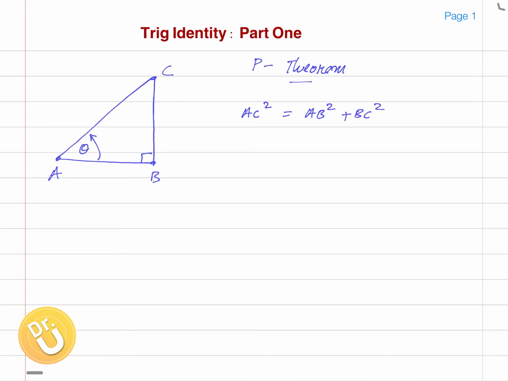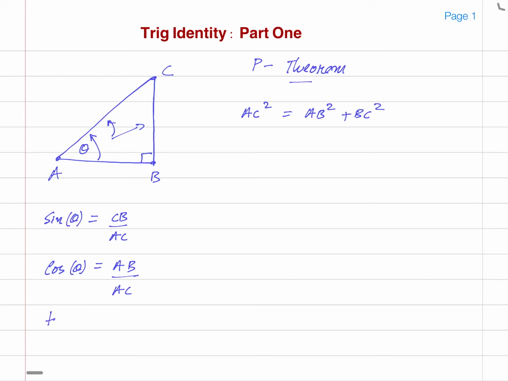Now, suppose now we will use sine cos tan relations here. So sine theta, you can say that would be opposite divided by the hypotenuse. So it's going to be CB divided by AC. And then we can have cosine theta. So the cosine theta would be AB adjacent divided by the hypotenuse, AC. And the tan theta would be opposite, which is CB divided by AB.